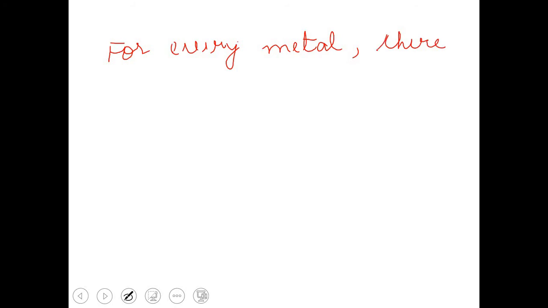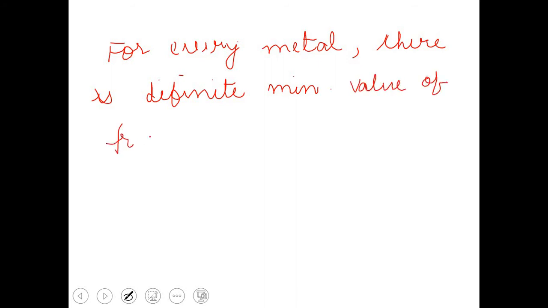And one more point, we have seen that for each and every metal, there is a definite minimum value of frequency. This frequency is called the threshold frequency. Threshold frequency is represented by the symbol nu naught.